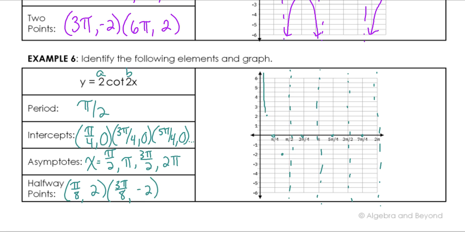So I can see my curve going like that. And then that curve is going to repeat. So I can use those key points to help me continue that pattern over and over again. Again, they go up and down forever.